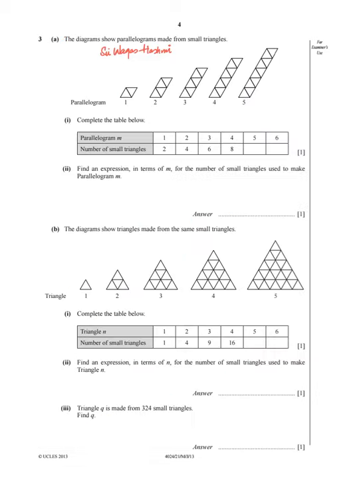It's question number 3 from the topic nth term. It says that you have different parallelograms made from small triangles, and you have a pattern. It's 1, 2, and how many triangles are there? You can observe the pattern, and it is in terms of the nth term as given in the table. Find an expression in terms of m for the number of small triangles used to make parallelogram m. But before that, we need to complete that table. So it's 2, 2 plus 2 is 4, 4 plus 2 is 6, 6 plus 2 is 8, 8 plus 2 will be 10, and 10 plus 2 equals 12.